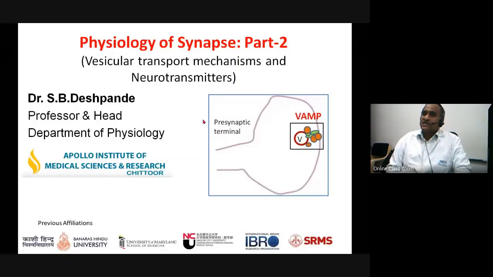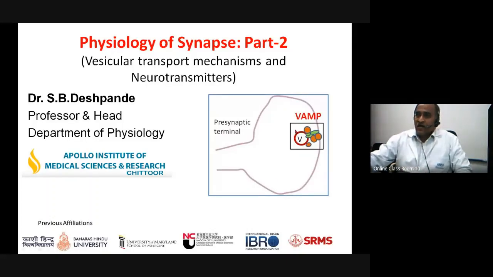Today I will be discussing the second part of the synaptic transmission. In this, I have two important topics to cover. One, the vesicular transport mechanism, and a brief about the neurotransmitters. Now I have made here the vesicle associated membrane proteins. I would discuss this diagram as I proceed.